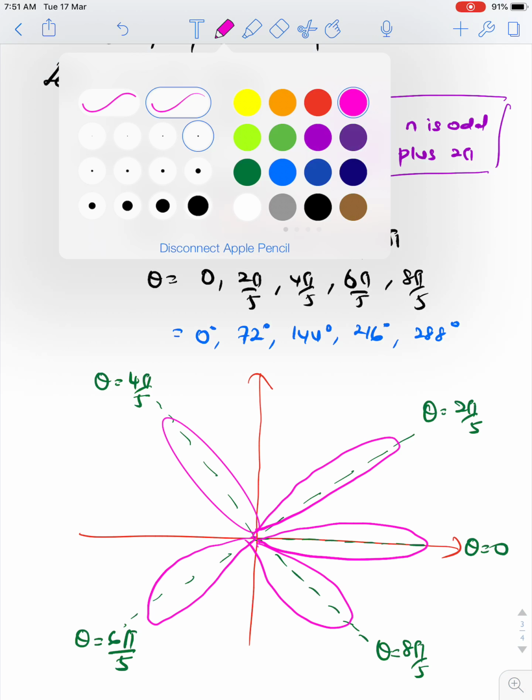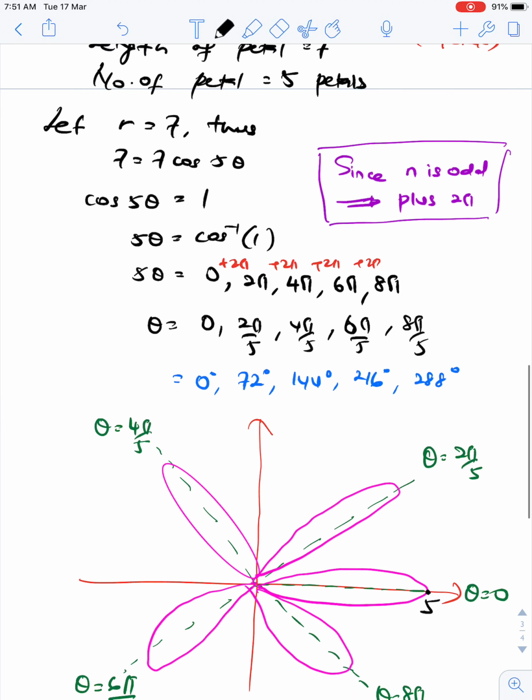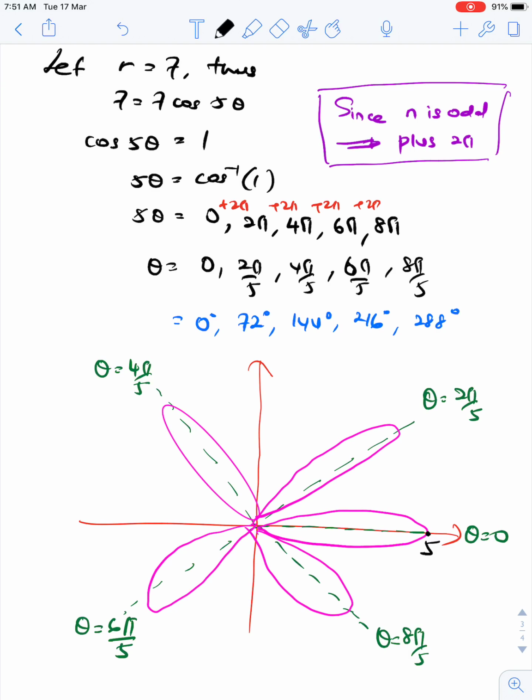Okay, so we can denote the length of the petal right here, because this petal is located on the x-axis. Oh, sorry, the length is 7. So 7 here. Okay, so done. That's it.